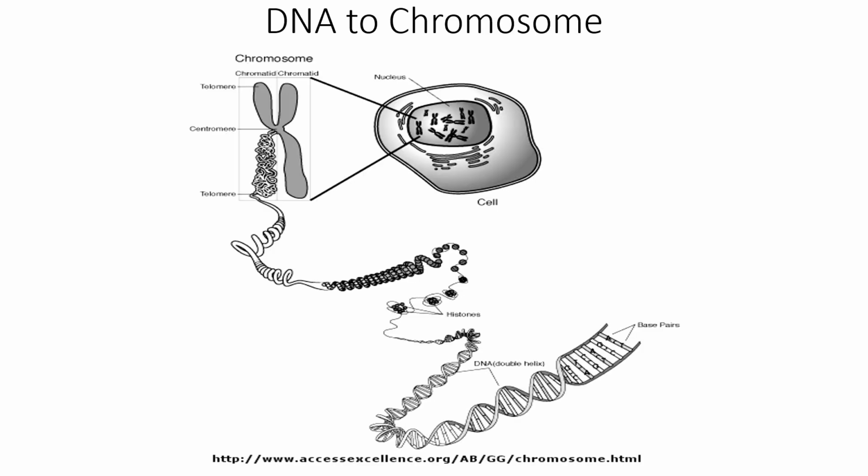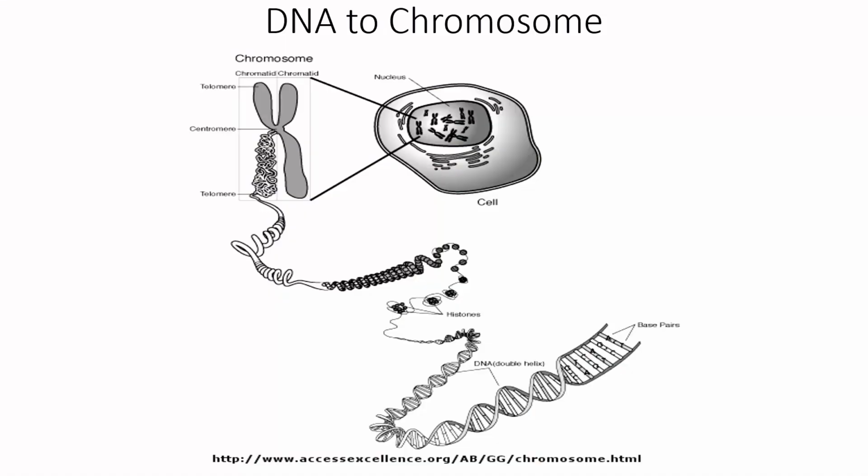DNA, as you all know, is the basic genetic material, and this DNA makes the chromosomes. DNA in association with the histone proteins gets coiled and supercoiled and finally makes the chromosome. You can see the chromosome here, and these chromosomes are present inside the cell. You can see inside the cell, this is the nucleus, and within the nucleus chromosomes are present.